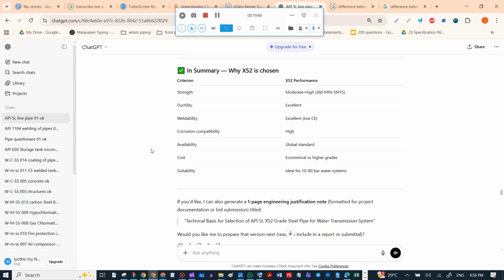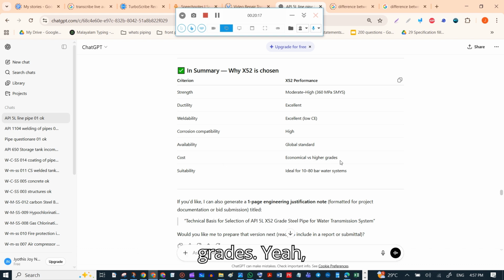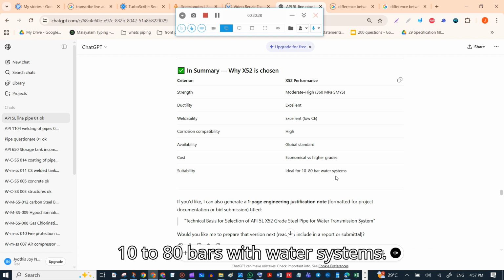So in summary, X52 is chosen for its strength and ductility: 360 MPa SMYS, that is specified minimum yield strength, or 52,000 psi. Ductility is excellent, weldability is excellent with low carbon equivalent, corrosion compatibility is high, availability is a global standard, and cost is economical versus higher grades. Suitability is ideal for 10 to 80 bar water systems.